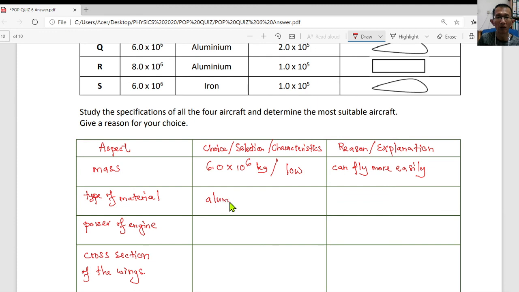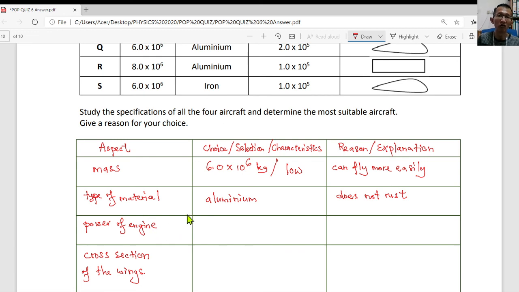So here we are going to choose aluminum. Why do we choose aluminum? Aluminum does not rust. So if it doesn't rust, meaning to say it will last longer. For iron, definitely it will rust. It will react with oxygen, correct?